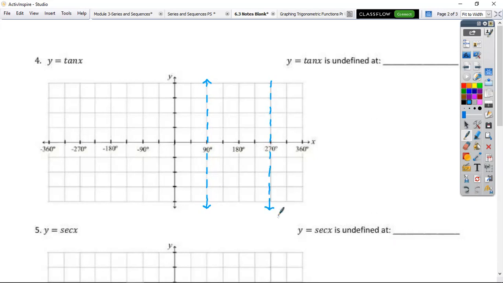And then I'm going to go back to the other side as well. And I'm going to go -90. And -270. Okay. So places where tangent is undefined. So if you want to list them all out again, you could, or I'm just going to shortcut it and go this. And 270.